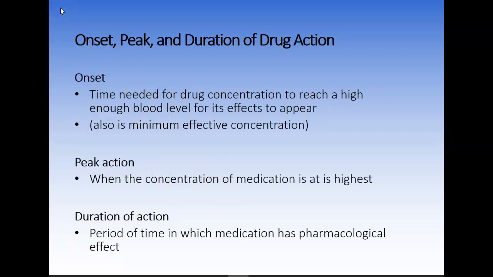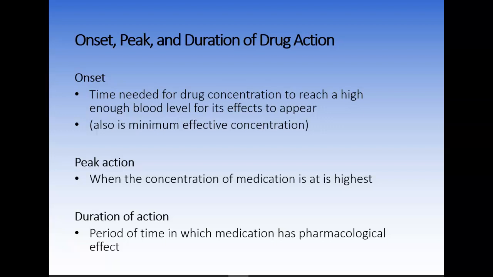Okay, let's go through onset, peak, and duration of drug action. This is stuff you use all your career, and it's really interesting. So the onset is the time needed for a drug concentration to reach a high enough level for its effects to appear. Note that it says the high enough concentration for its effects to appear. That doesn't mean it's not present, right? But the time needed for the onset. So it's also called a minimum effective concentration.